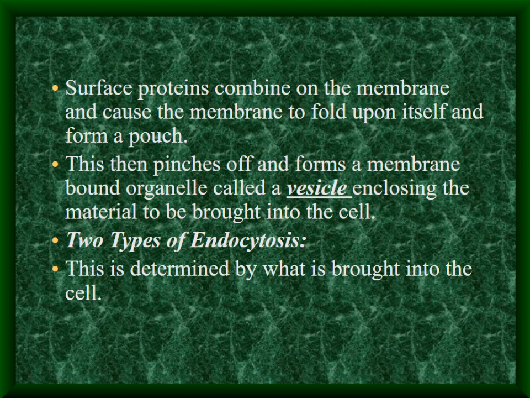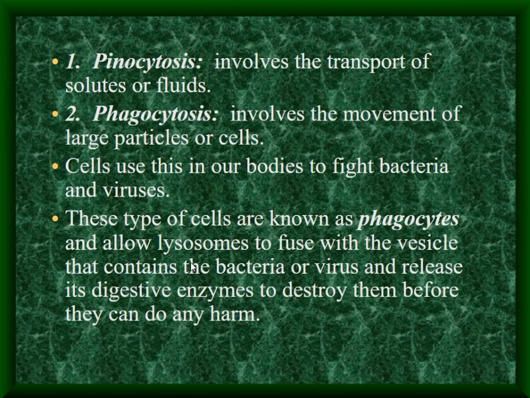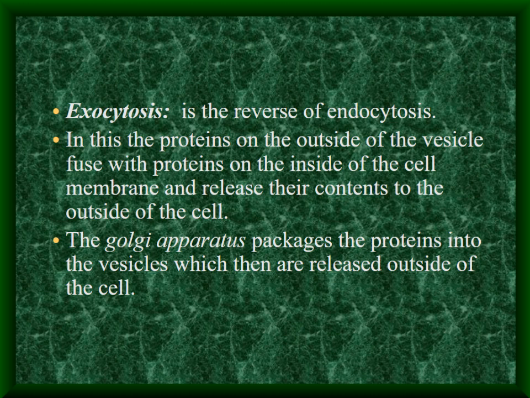There are 2 types of endocytosis. It depends on what is brought in. Pinocytosis involves the transport of solutes and fluids, and phagocytosis involves the movement of large particles or other cells. Cells use this in our bodies to fight bacteria and viruses. These types of cells are known as phagocytes, and they allow lysosomes to fuse with the vesicle that contains the bacteria or virus, releasing digestive enzymes to try to destroy them.